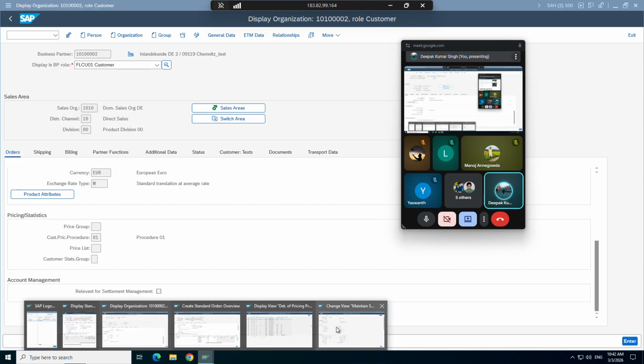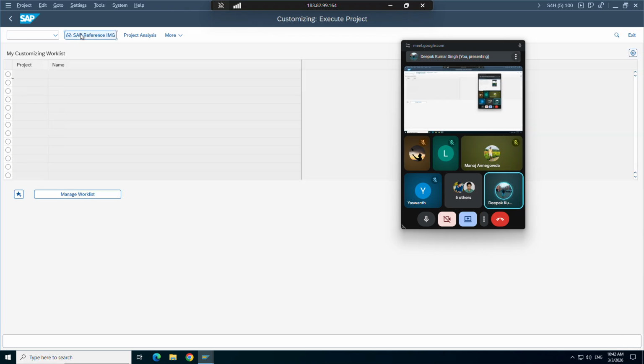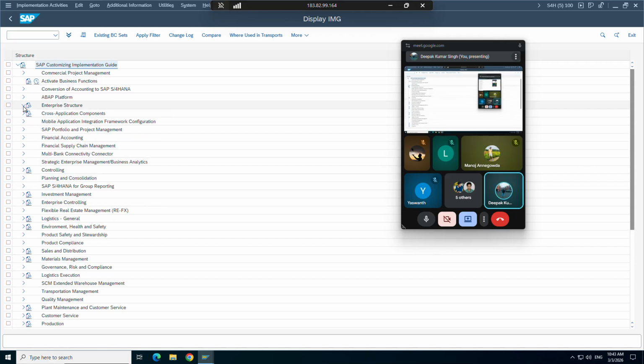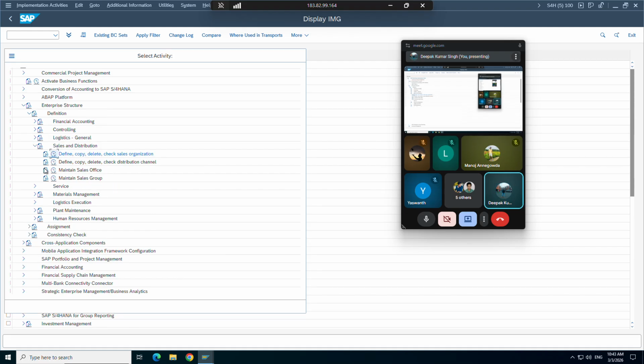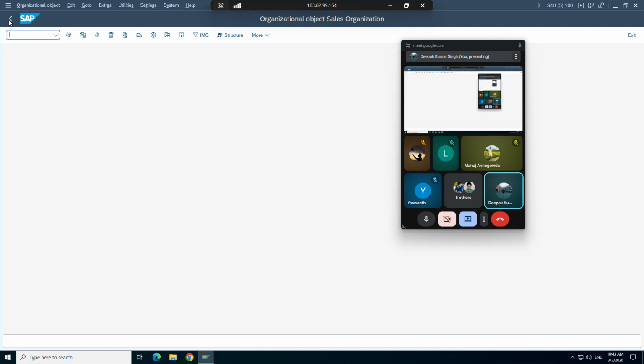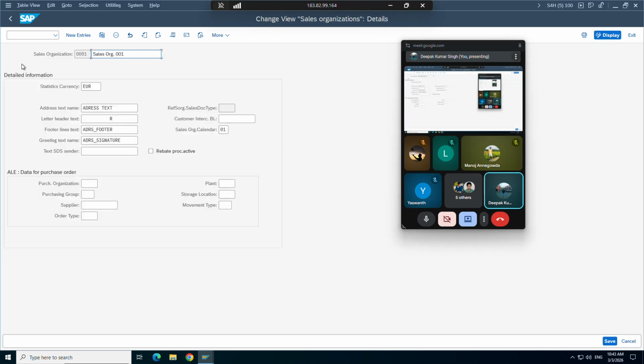Let me go to that. You must have seen a similar kind of option at the sales org level as well. If you go to enterprise structure, definition, sales and distribution, let's say I'm opening anything. You see here also we have a similar kind of checkbox: rebate processing active. Unless you put this checkbox, the rebate or settlement management will not work for this sales org. If you put this checkbox, then only it will work.